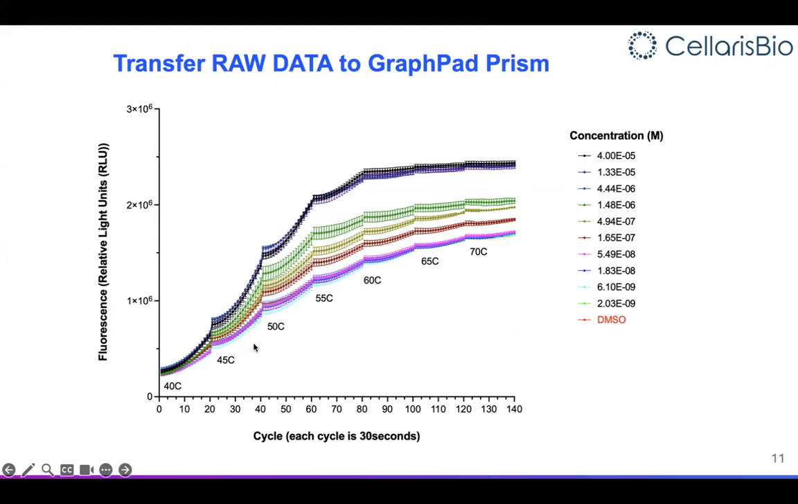Or the other way would be to look at the slope of signal generation after the temperature at which there is separation of the signal. In this case, it would start at 45 and continue. It looks like 50 degrees. There's good separation between the doses.